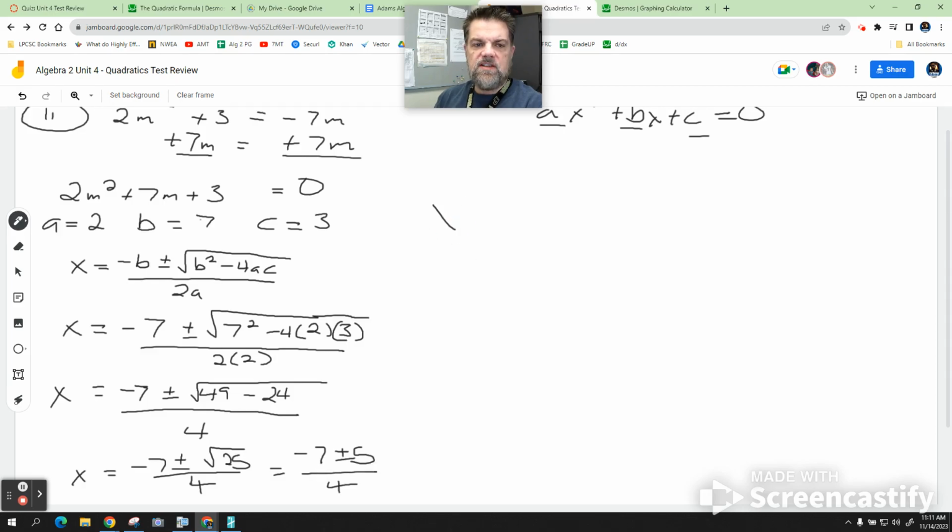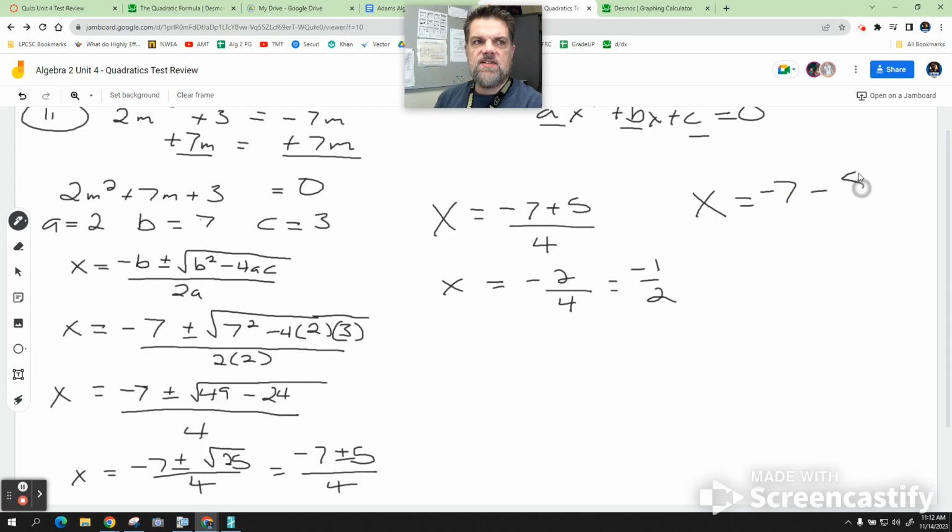I'm going to separate those. x equals negative 7 plus 5 over 4. That's negative 2 over 4, or negative 1/2. x equals negative 7 minus 5 all over 4. That gives me x equals negative 12 over 4, or x equals negative 3.